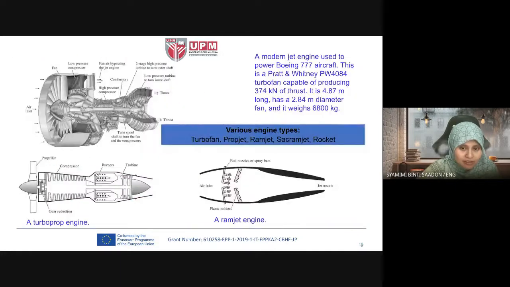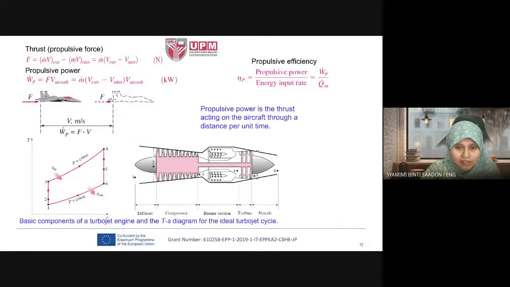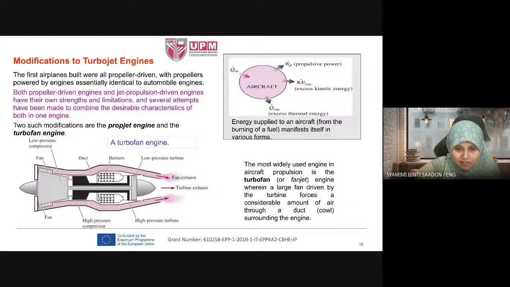So I think this is the second last. Okay, so again, the modification of the turbojet engine. The turbojet engine is like the first aircraft engine cycle produced by the scientists and researchers. After that, research has occurred and the turbojet engine has been improved. One of the improvements done to the turbojet engine is creating another aircraft engine, which is called the turbofan engine.